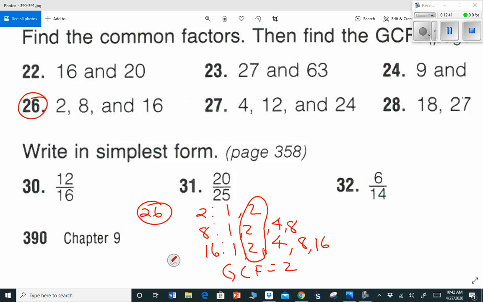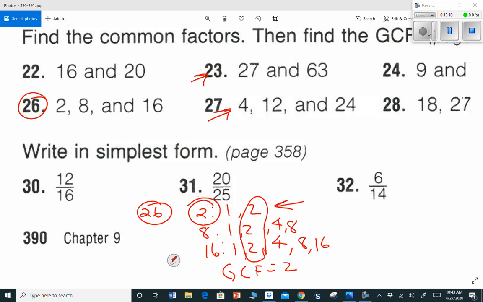By the way, the GCF can't be any bigger than the smallest of the numbers you're given. So it can't be any bigger than 2 because there's not going to be anything in this list that's bigger than 2. In this right here, the answer for GCF can't be any bigger than 4, because 4 is going to be the highest number for 4. Here it can't be any bigger than 27. Okay, that might be painful.